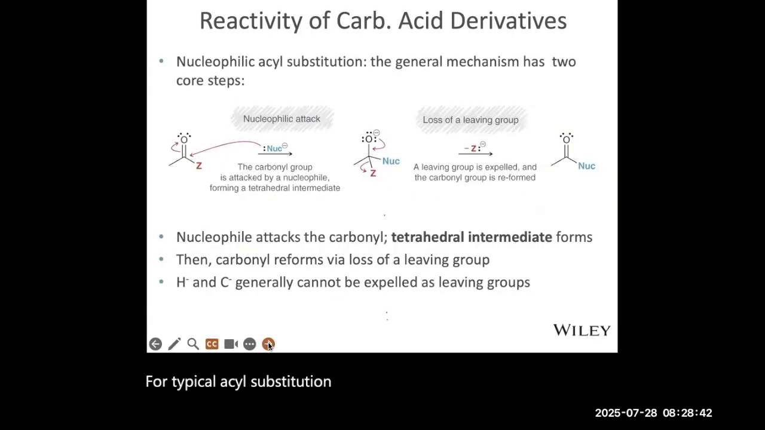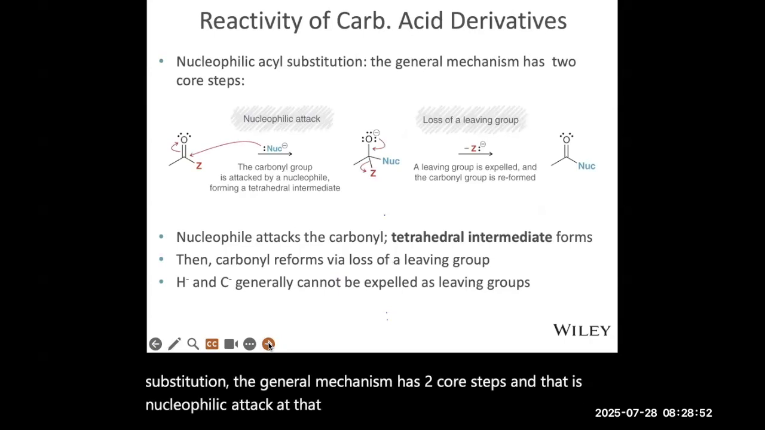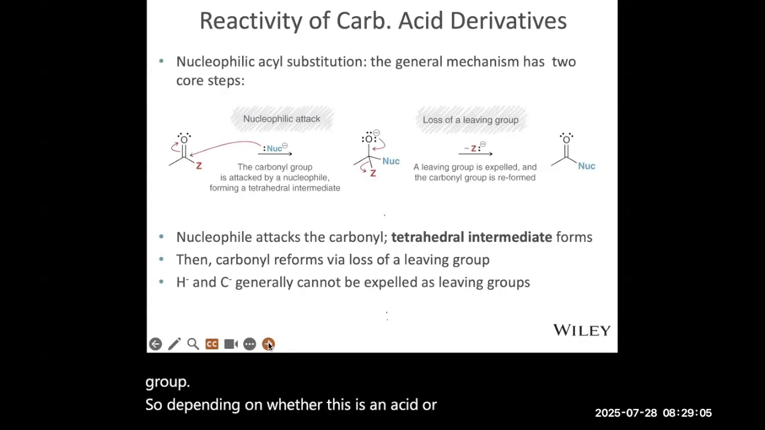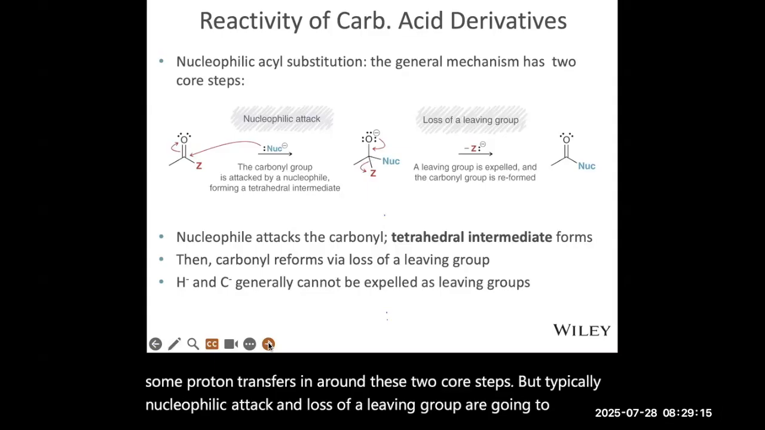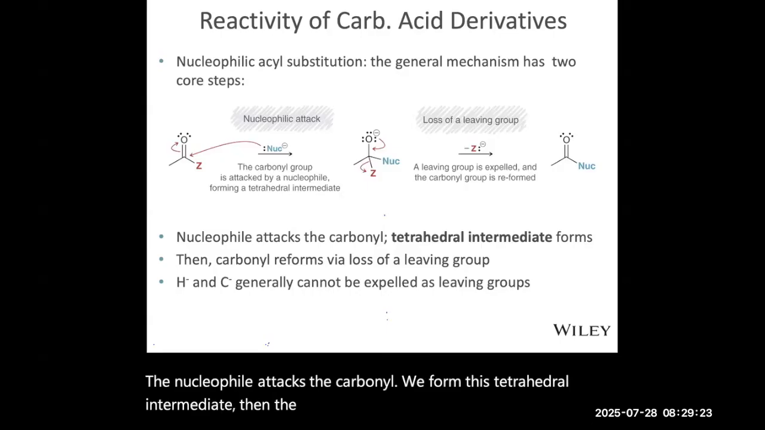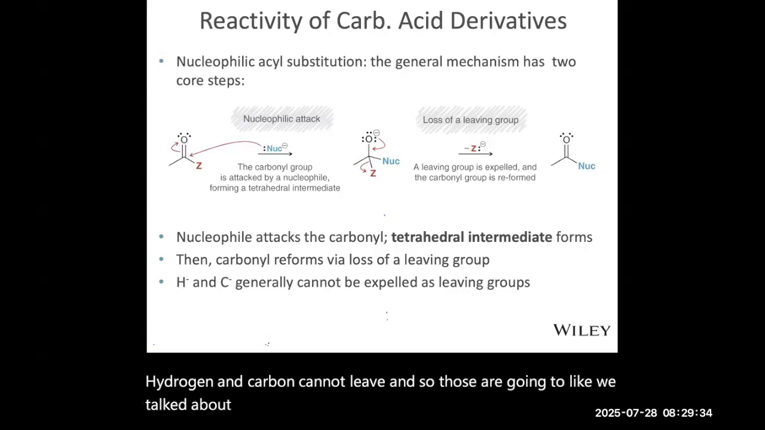For typical nucleophilic acyl substitution, the general mechanism has two core steps, and that is nucleophilic attack at that carbonyl carbon, and then loss of a leaving group. So depending on whether this is an acid or base, we'll have to throw some proton transfers in around these two core steps. But nucleophilic attack and loss of a leaving group are going to happen in all cases. The nucleophile attacks the carbonyl, we form this tetrahedral intermediate, then the carbonyl reforms and we lose the leaving group. Remember, hydrogen and carbon cannot leave, and so those are going to, like we talked about before, do nucleophilic acyl addition, not a substitution.